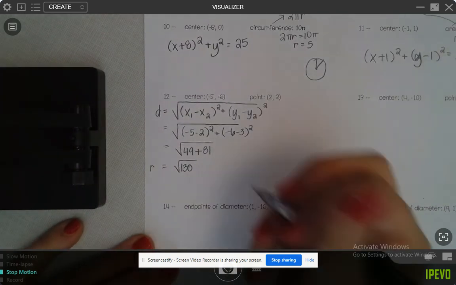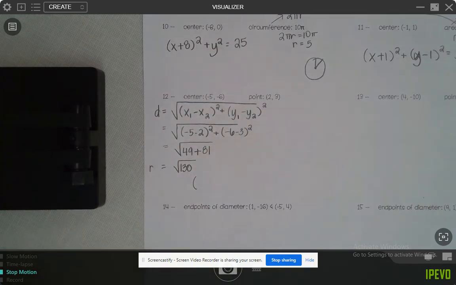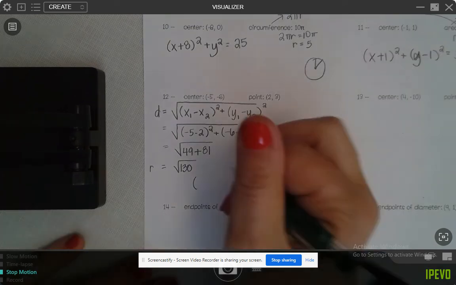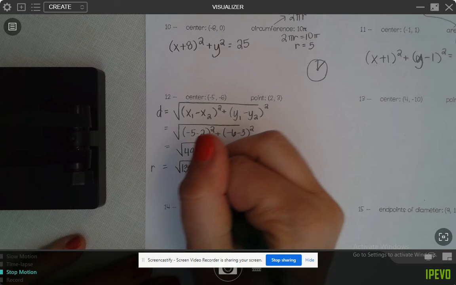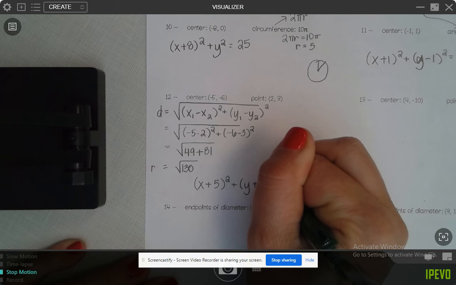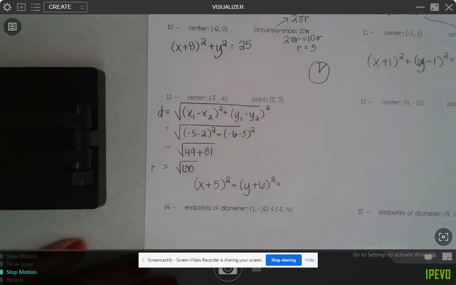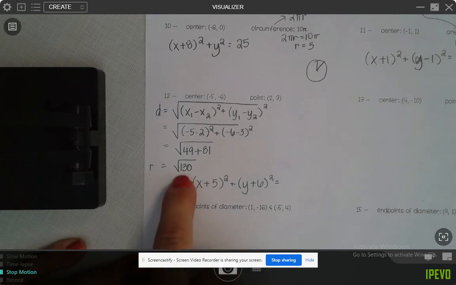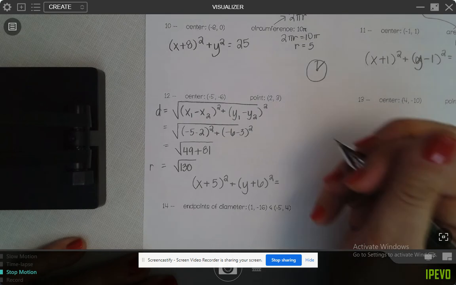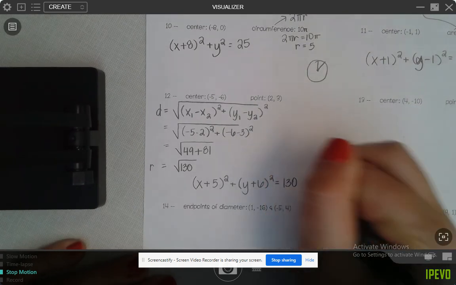So if I need to write my formula for my circle, I'm going to start with what? How do I write my formula for my circle? X plus 5 squared plus (y minus 6) squared equals r squared. What is my radius right now? It's the square root of 130. And when I square that, the squared and the square root cancel.